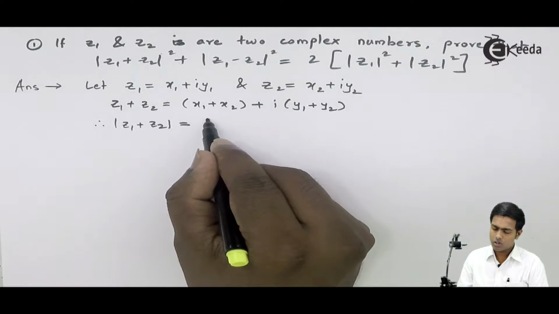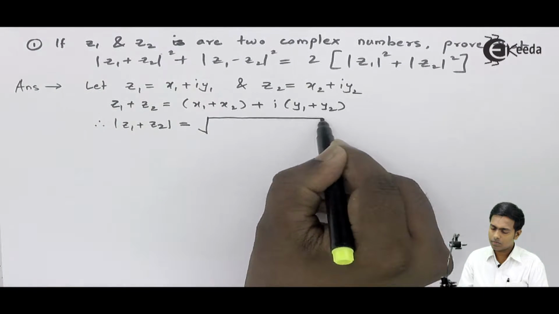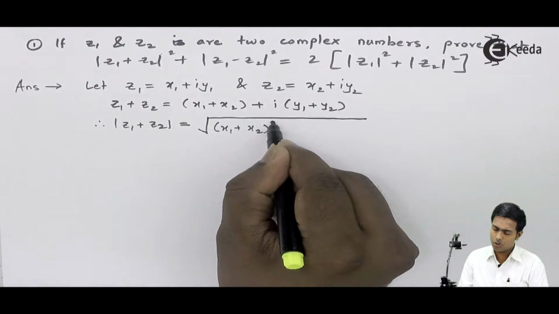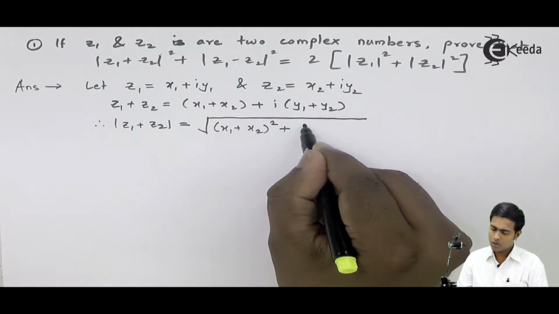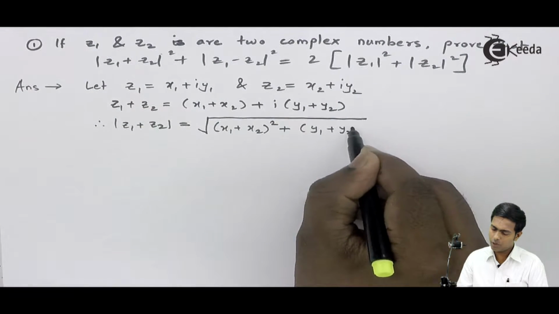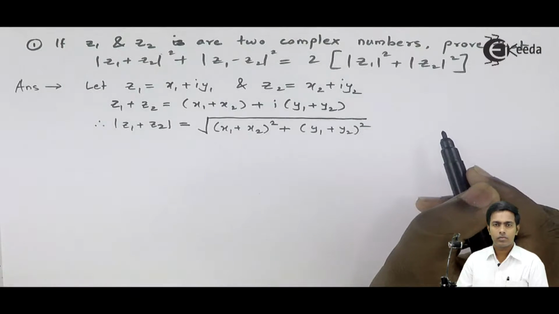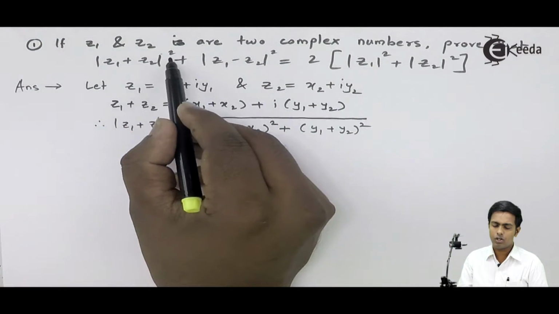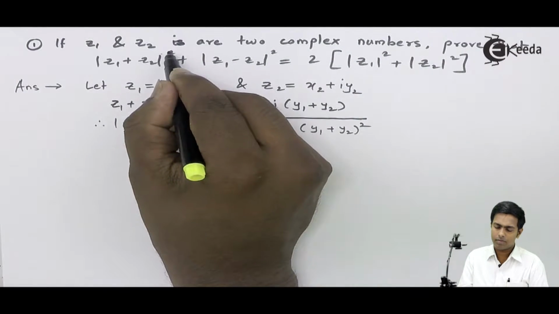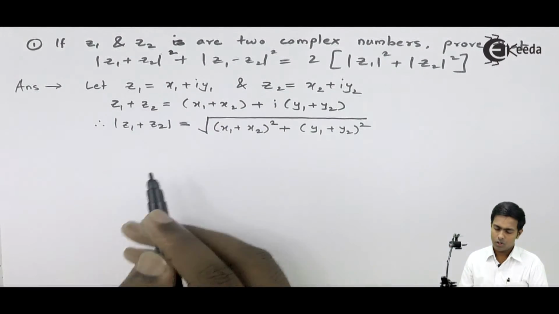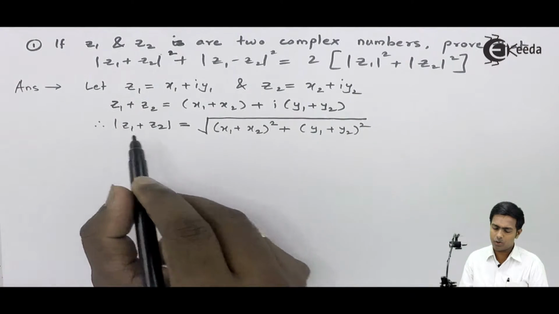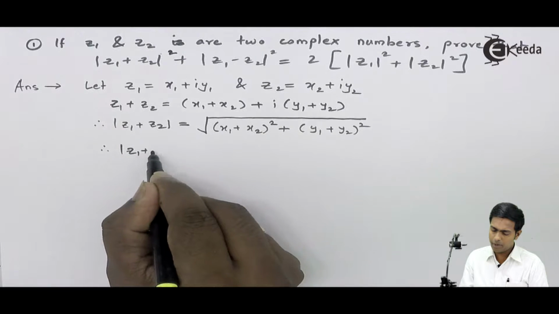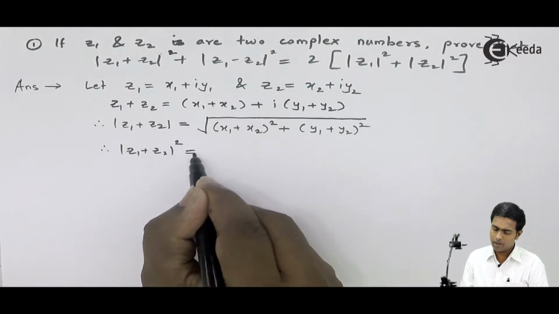So I will do square root of real part, that is x1 plus x2 the whole square plus y1 plus y2 the whole square. Now this is modulus of Z1 plus Z2. Now next thing asked is to find out square of this modulus. So when we will find square, we need to take square on both sides. So therefore mod of Z1 plus Z2 the whole square.